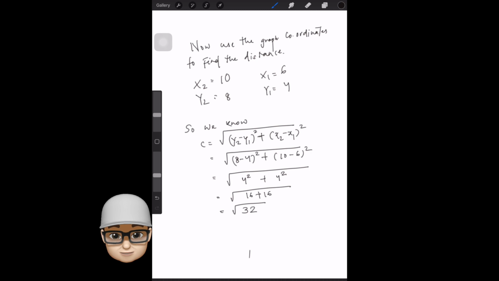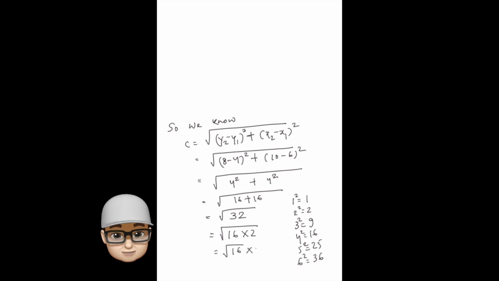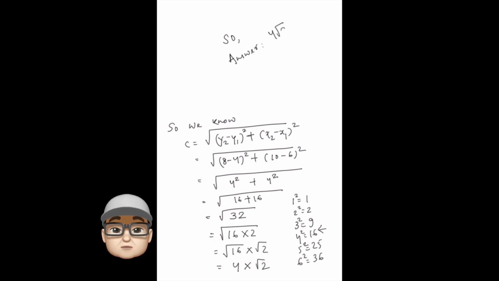Okay, now let me tell you an easier process to find out the square root of 32. I know that 1 square is 1, 2 square is 4, 3 square is 9, 4 square is 16, 5 square is 25, 6 square is 36. Now we can say square root of 16 into 2 is 32. So square root of 16 into square root of 2, whereas square root of 16 we know it's 4. So I'll write 4 into square root of 2. Now can we write the answer is 4 square root of 2? So that is the distance between these two coordinates.